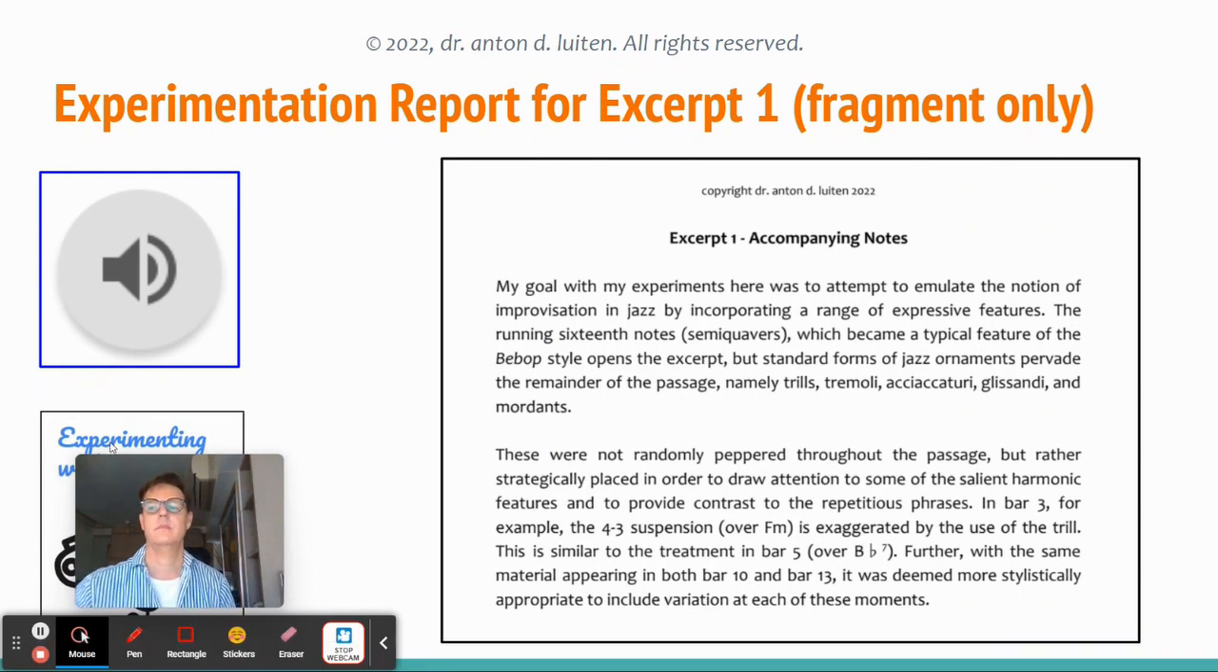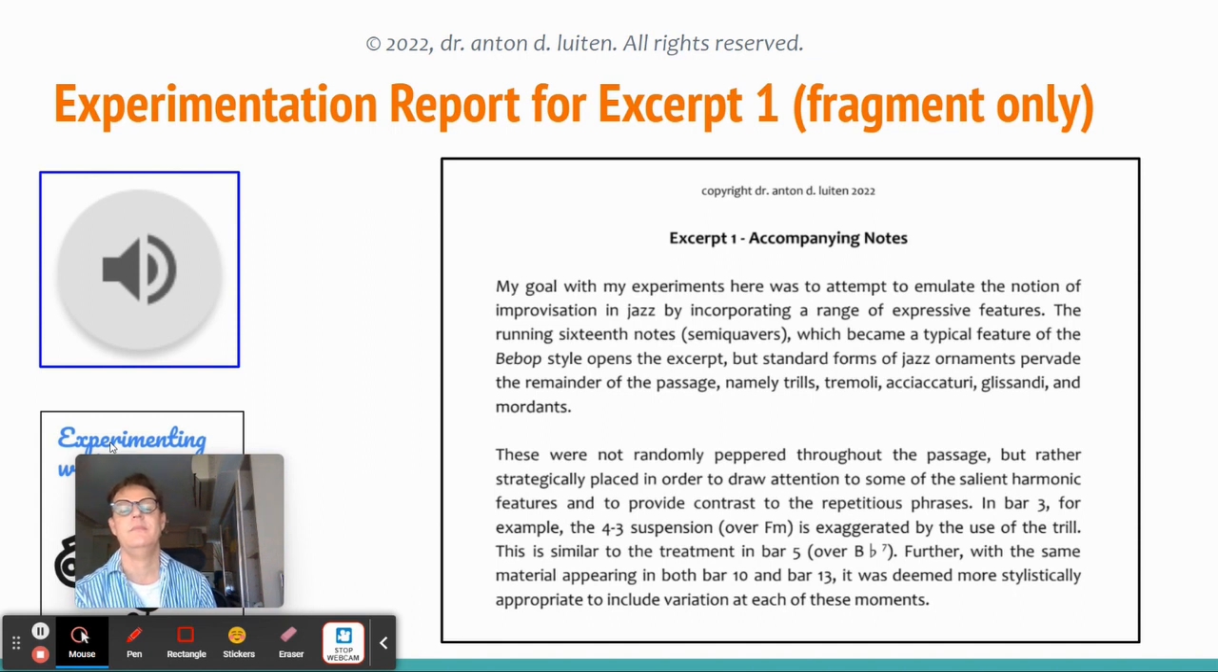Excerpt 1. Experimenting with music. My goal with the experiments here was to attempt to emulate the notion of improvisation in jazz by incorporating a range of expressive features. The running 16th notes, semiquavers, which became a typical feature of the bebop style, open the excerpt, but standard forms of jazz ornaments pervade the remainder of the passage, namely trills, tremoli, acciaccaturas, glissandi, and mordents.